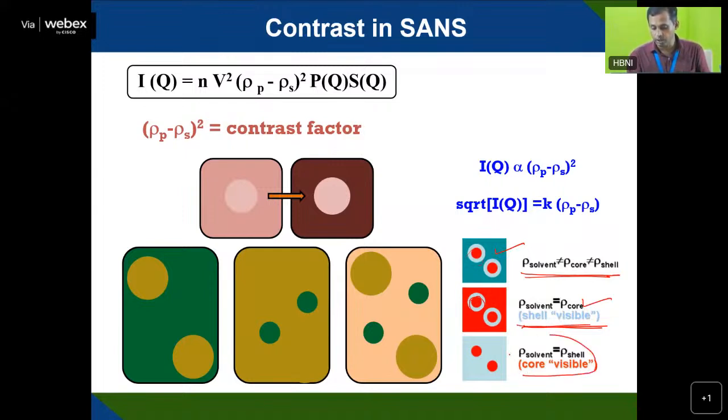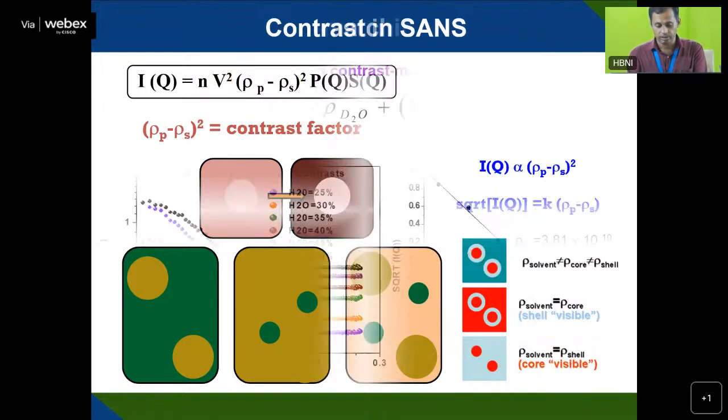So if you want the core to be visible, then you have to make rho solvent equal to rho shell, the scattering length of the solvent equivalent to the scattering length of the shell. Then in that case, you will be able to see only the core information, and the shell is not visible. So by using these two parameters, n, the number density, and v, the volume, you are able to get the P(q) and S(q) parameters.